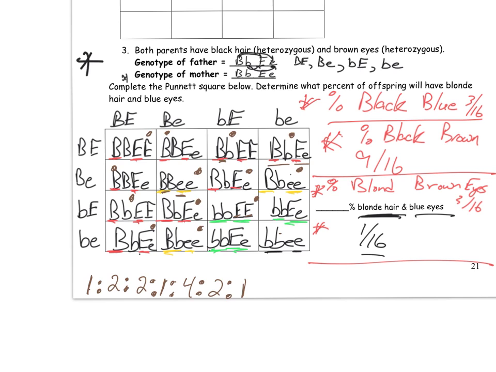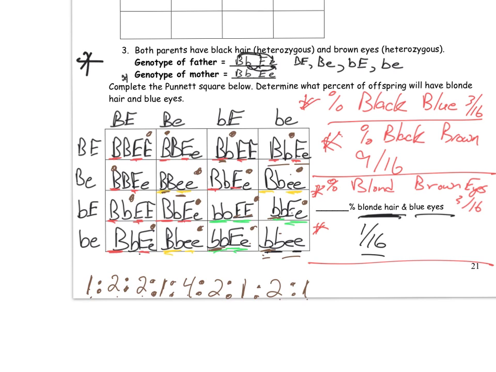And homozygous recessive, or blonde hair, but heterozygous for eye color, that's two of those. That's these two. And then finally, you have homozygous for both. That's one. So your ratio is 1 to 2 to 2 to 1 to 4 to 2 to 1 to 2 to 1. That's crazy.